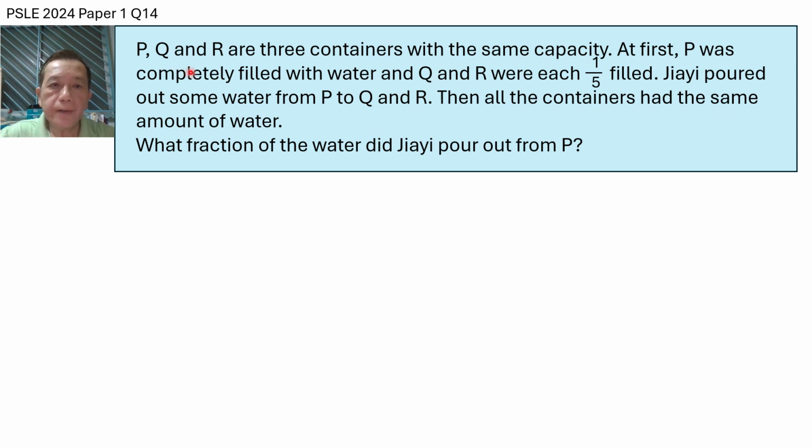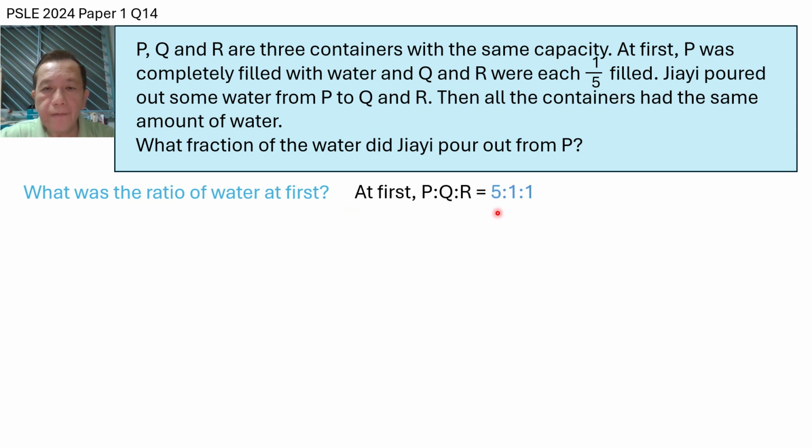P, Q, and R are three containers with the same capacity. At first, P was completely filled with water, and Q and R were each 1/5 filled. What was the ratio of water at first? 5:1:1. P was completely filled, 5U. Q was 1/5 filled. 1/5 of 5 is 1.